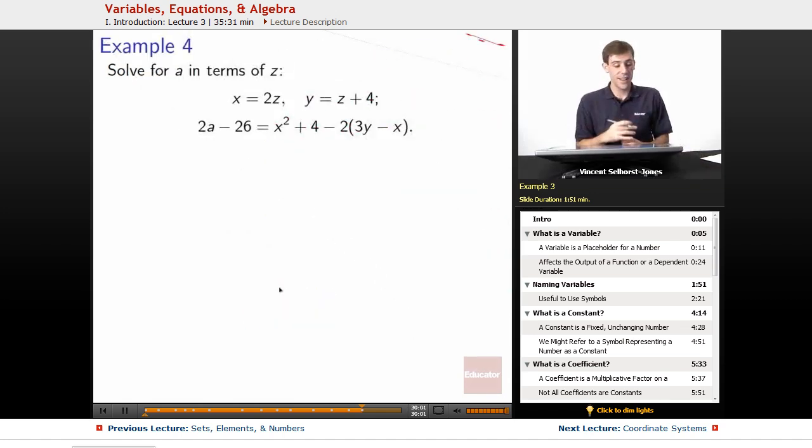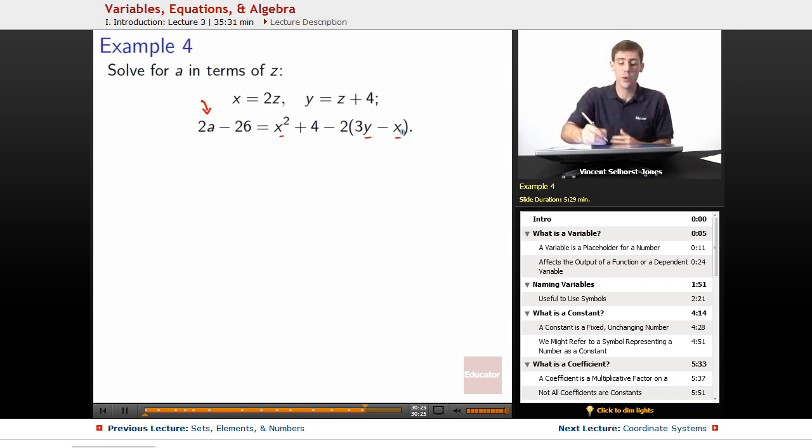Great. Example 4, final example. This one's a little bit tough, but we can totally understand what's going on here. X equals 2z, y equals z plus 4. We want to solve for a in terms of z. So we've got a in this equation down here, and we've got x squared, and we've got y, and we've got x. So z doesn't currently show up in this equation. We want to solve for a in terms of z.